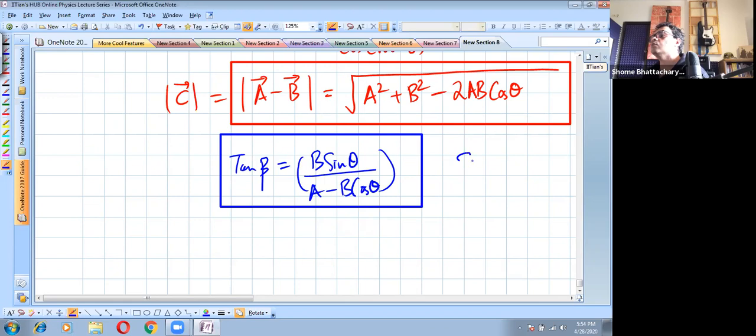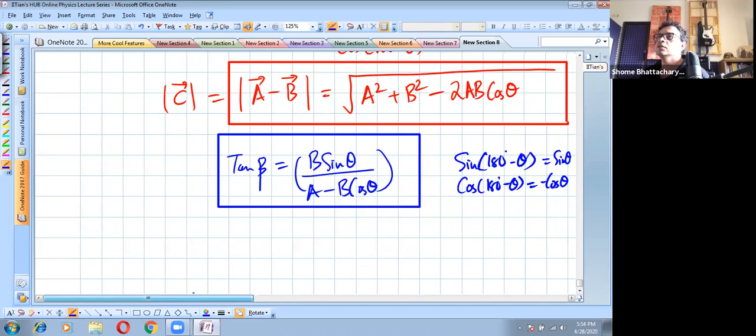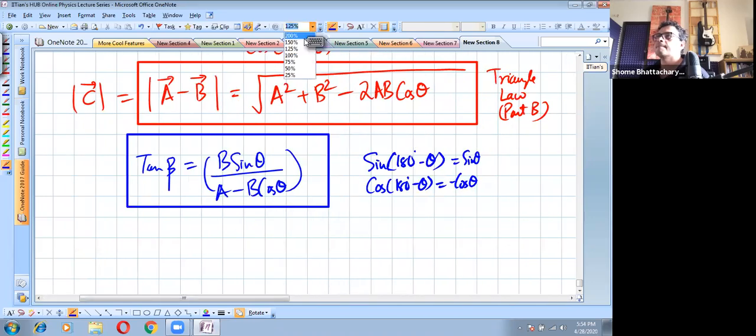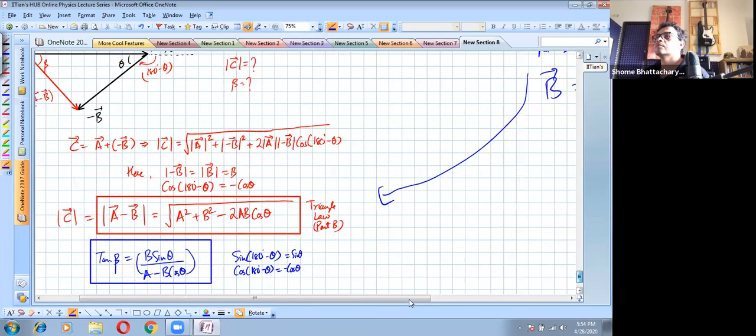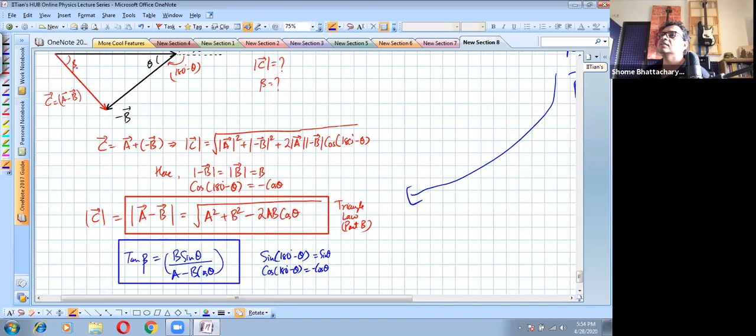So remember that sine of 180 minus theta is sine theta only. That's why the numerator has plus sine theta and not minus sine theta. Whereas cos of 180 minus theta is minus cos theta. So there we had the formula tan alpha was b sine theta upon a plus b cos theta. Here that formula becomes sine gets replaced with plus sine only, but cos gets replaced with minus cos. So it becomes this. Okay. So this is the corollary. So this is the angle beta. It is the angle that the difference, that is A minus B, is making with respect to the vector A.